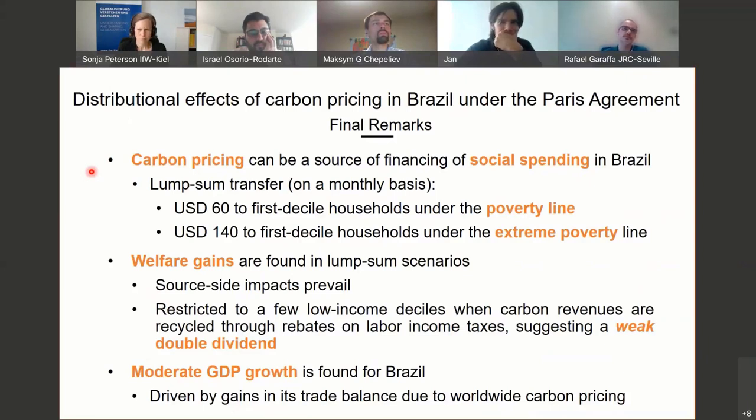So here in the lump sum transfer scenario, we have a $60 monthly cash transfer directed to the first decile households under the poverty line in our results. And if we increase the targeting to extreme poverty, the $5.5 a day line versus the $1.9 a day line, we have $140 being directed to these households, which is a huge difference that we saw in the previous welfare results.